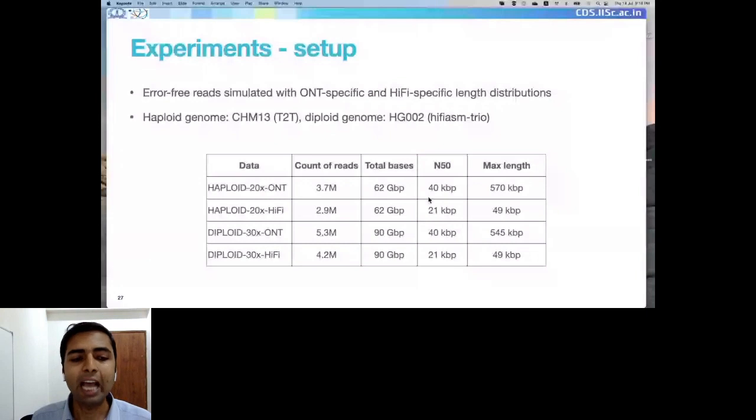For diploid, we sample reads at 15x coverage per haplotype, so that makes it 30x coverage total. And again, the N50 is about 40,000 and 21,000 base pairs for ONT and HiFi respectively.